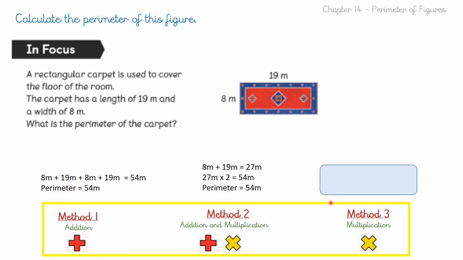Now, could we use the third method? Could we just use multiplication to solve it? Correct. We cannot just use multiplication because we have 2 different lengths. So we will have to work out first the total of the 2 lengths together and then times it by 2. Does that make sense?